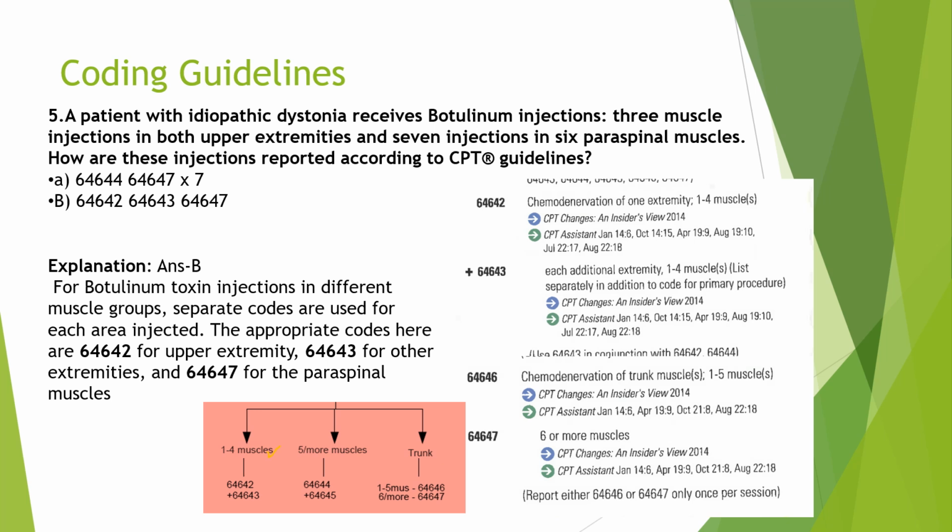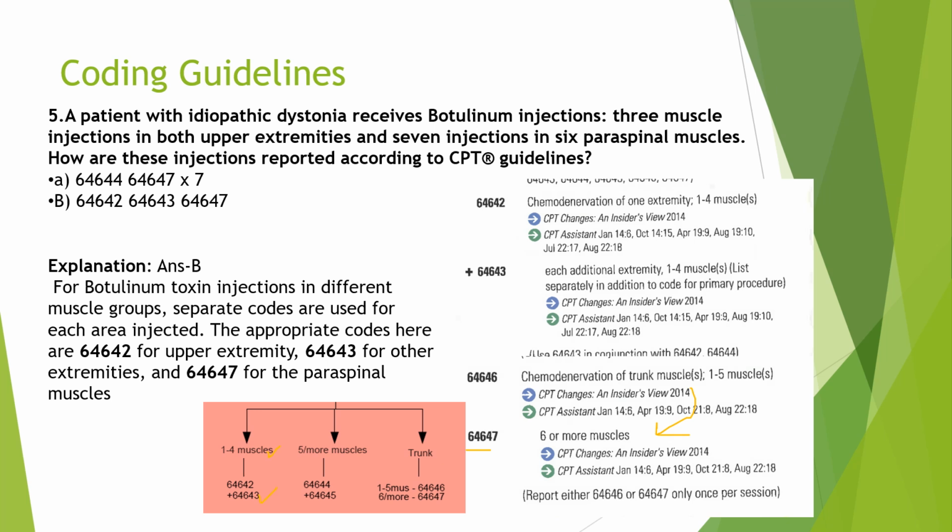Since they have given both extremities, you will be assigning one primary code and the corresponding add-on code to report the additional extremity. And again, 7 injections in 6 paraspinal muscles. So again they have given 7 injections to the trunk area. I've added an image. 64647 is chemodenervation of trunk muscle, which is 6 or more. Again it will be a primary code.